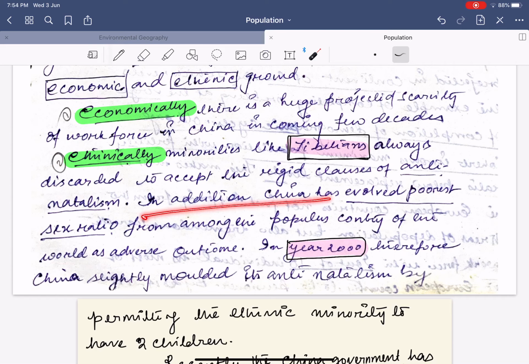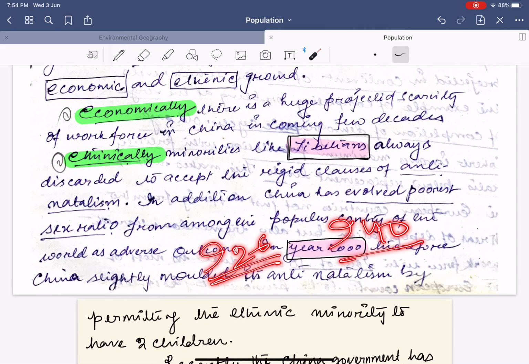Now, in addition, China has also evolved the poorest sex ratio. This was another major thing. Because of this, China had a very poor sex ratio. Let us see, it was 926, way below India's 940. As a result of this, if you have recently seen the news, brides from Pakistan are being supplied to China and being sold. Actually, what is happening is that there is consistent trafficking of girls from Pakistan to China.